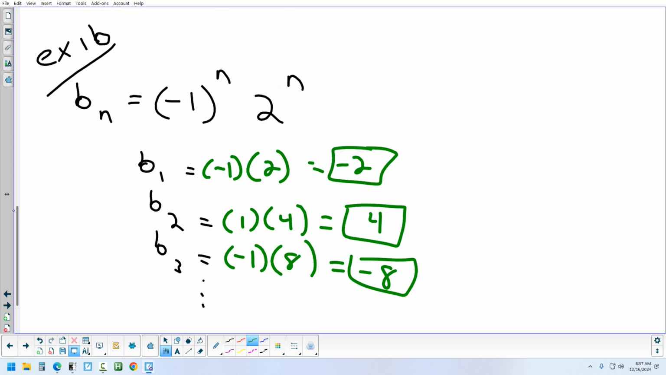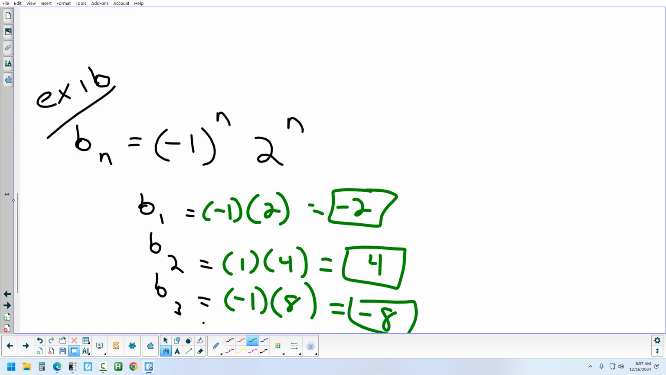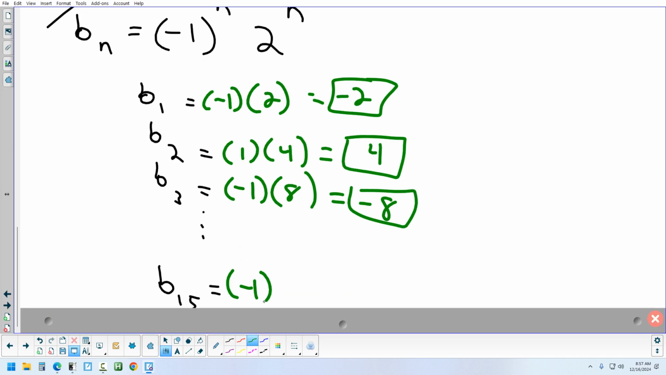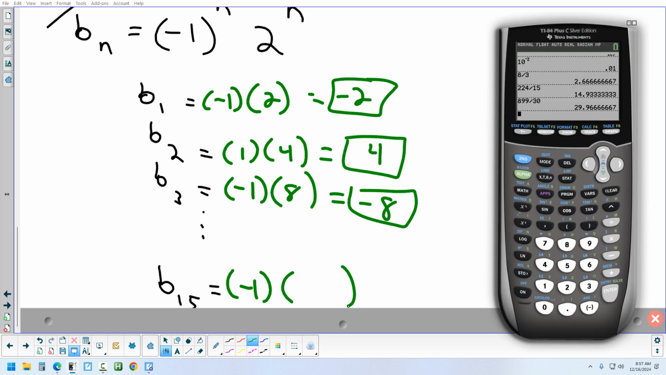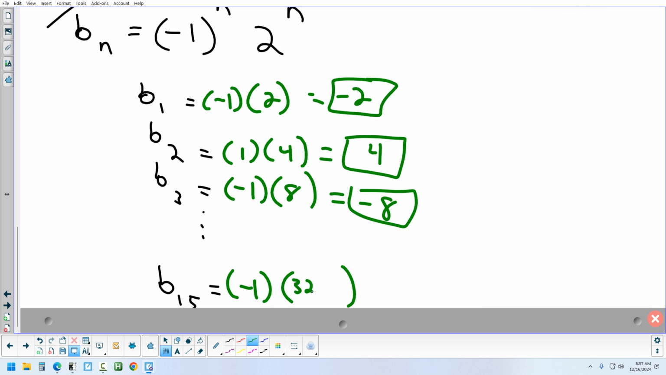And the 15th term. What's negative 1 to the 15th power? Negative 1. Okay, 2 to the 15th power. And just do that out. 32,768. And my answer? Negative 32,768. So notice the pattern here.